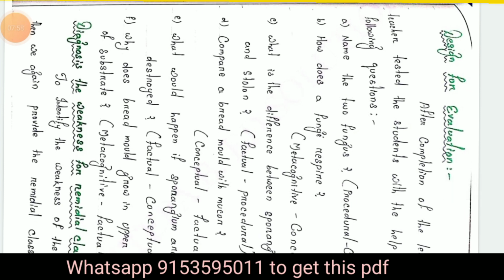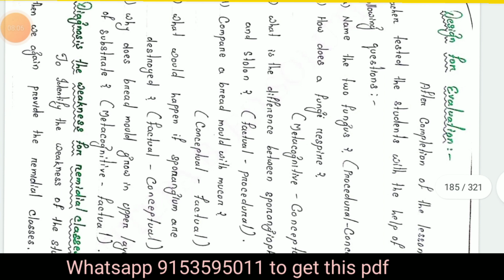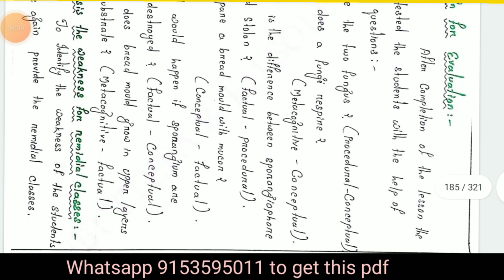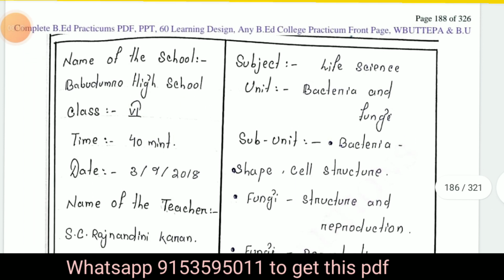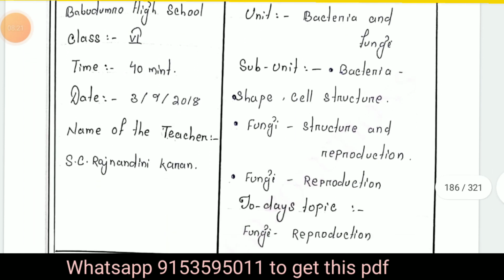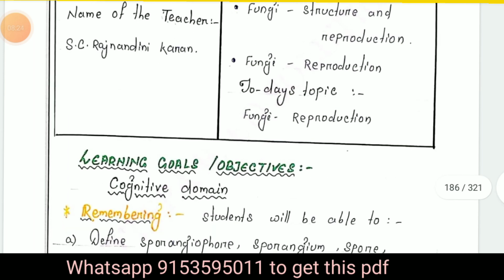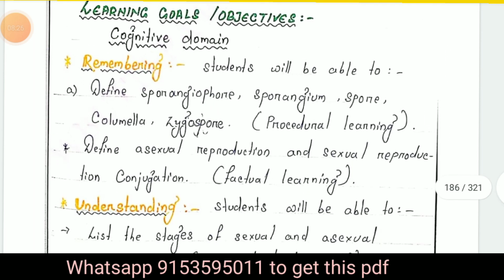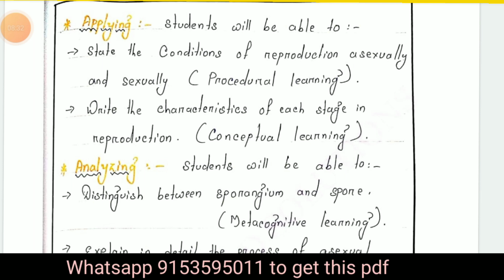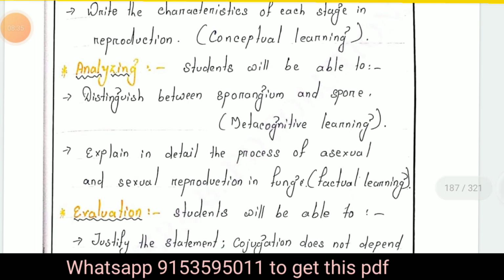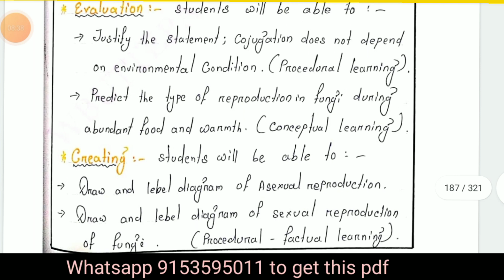Design for evaluation. After completion of the lesson, the teacher tests the students with the help of the following questions. Some of the questions are as follows. Last, diagnose the weakness for remedial classes. Next learning design. Today's topic: fungi reproduction. Learning goals or objectives: cognitive domain, remembering, understanding, applying, analyzing, evaluation, creating.